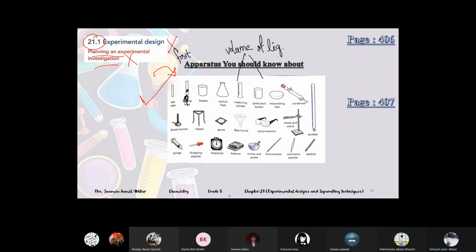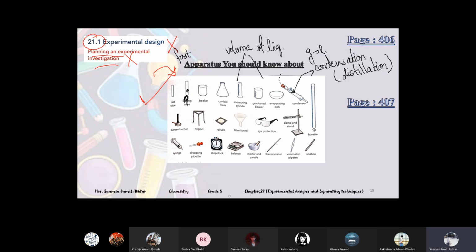Sanitize your hands. Okay. Evaporating dish. The name is indicating the purpose of evaporation. Condenser. Again, the name is saying the purpose of it. It's used for condensation. Condensation means the gas particles, the vapors, are allowed to enter in it, and inside the condenser, the vapors turn into liquid. So condensation is gas turning into liquid. The condenser is used in the process of distillation, and we will study this technique, distillation.